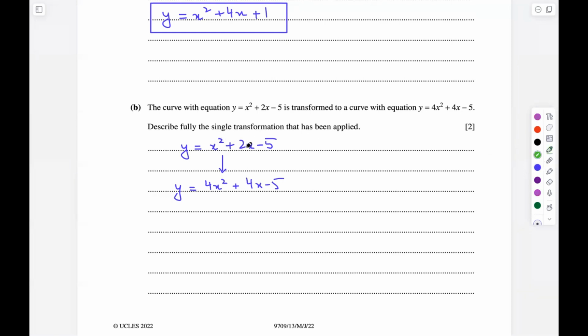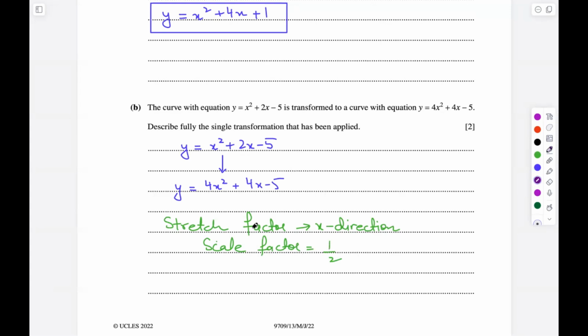Now, as we are talking about a single transformation, it means that there is no stretch in the y direction, because if it was in the y direction, then we would have multiplied the complete function by the stretch factor for y. We can see that only the values of x have doubled, so we'll say that it will be a stretch in the x direction, and the scale factor will be equal to 1 upon 2.